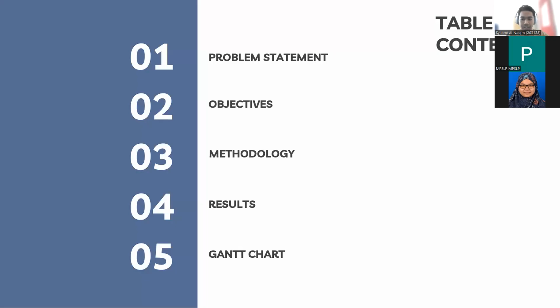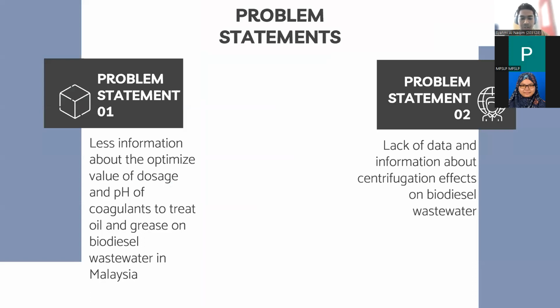Okay, next. So this is the outline for today's presentation. We will have a problem statement, objective, methodology, result and Gantt chart. Okay, so without further ado, I will start with the problem statement. My first problem statement is the less information about the optimized value of dosage and pH of coagulants to treat oil and grease on biodiesel water in Malaysia. Okay, and the second problem statement is lack of data and information about the centrifugation effects on biodiesel water.